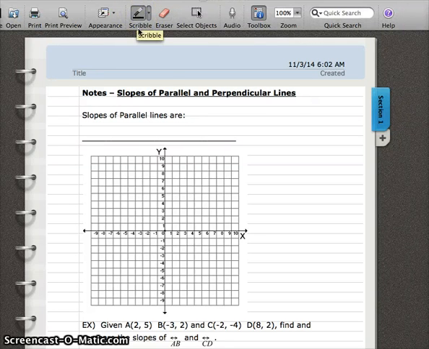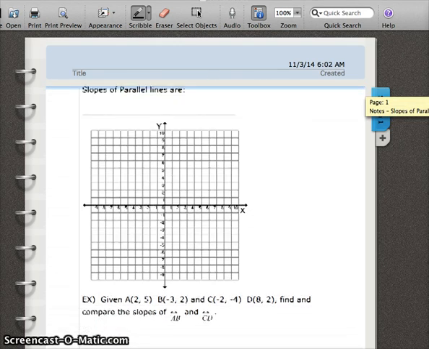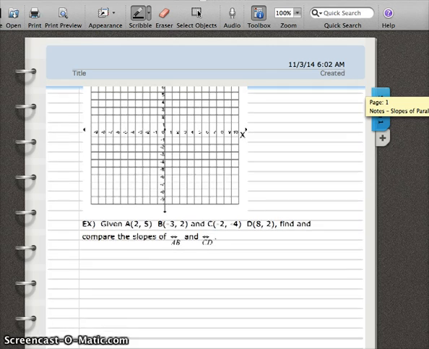In this video, we're going to be talking about the special relationship between slopes of parallel lines and slopes of perpendicular lines. Once you learn this special relationship, you can use it to help you solve more complicated problems that you'll see in the future. So let's talk about the relationship of parallel lines and their slopes first.